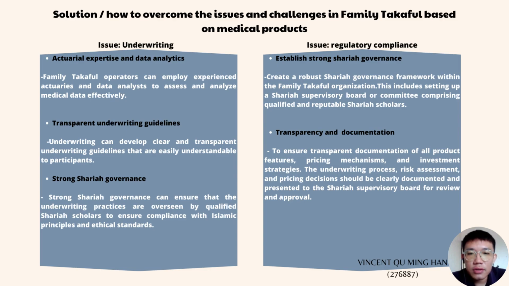The third solution is strong Sharia governance. Strong Sharia governance ensures that underwriting practices are overseen by qualified Sharia scholars to ensure compliance with Islamic principles and ethical standards. And the second issue is regulatory compliance. The first solution is to establish strong Sharia governance, which is to create a robust Sharia governance framework within family takaful organizations. This includes setting up a Sharia supervisory board or committee comprising qualified and reputable Sharia scholars.